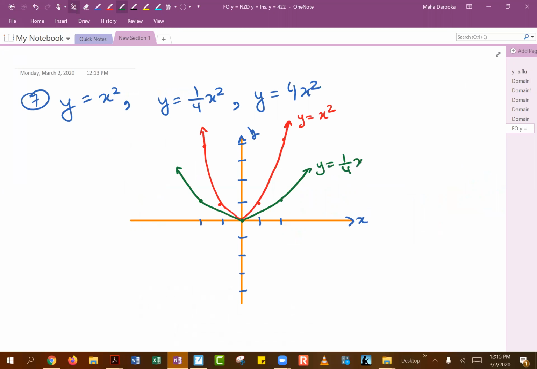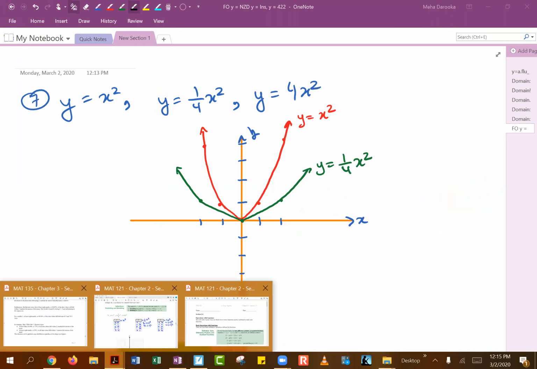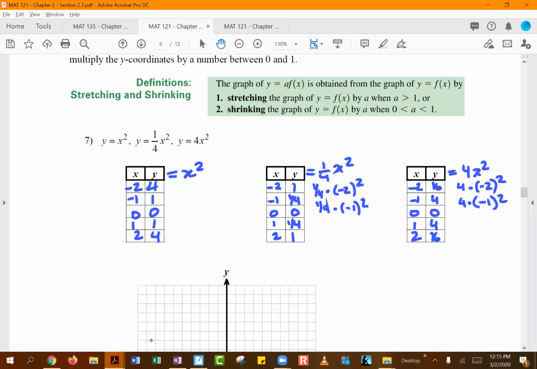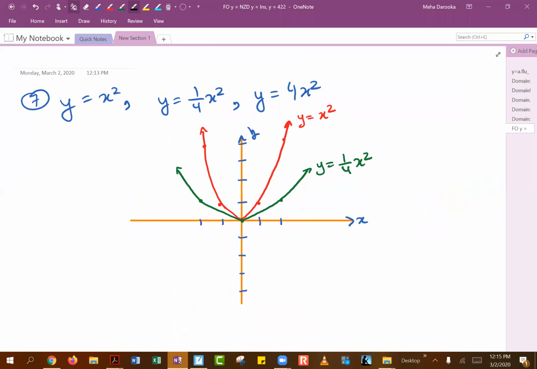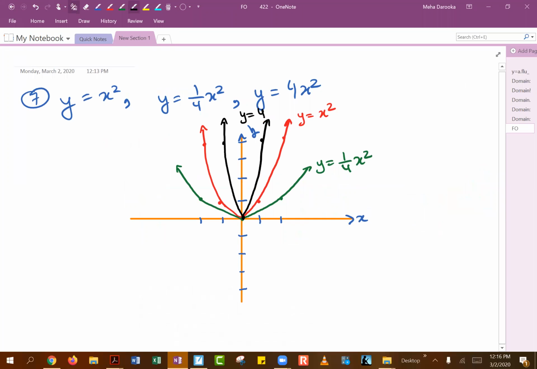So in green, I have the shrunken graph, the 1/4 x squared. And then we've got a stretch, which is -1/4 and 1/4. So -1/4, +1/4, 0, 0. And in black, we have the 4x squared.